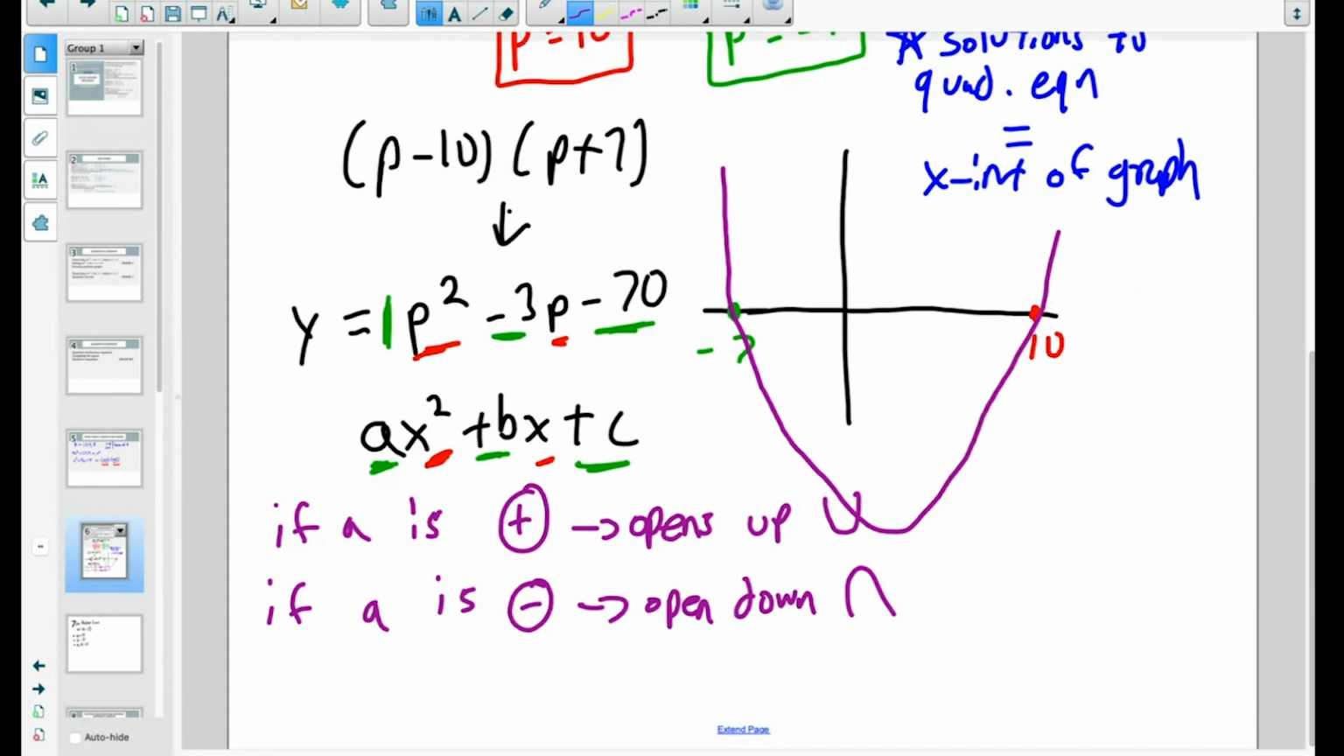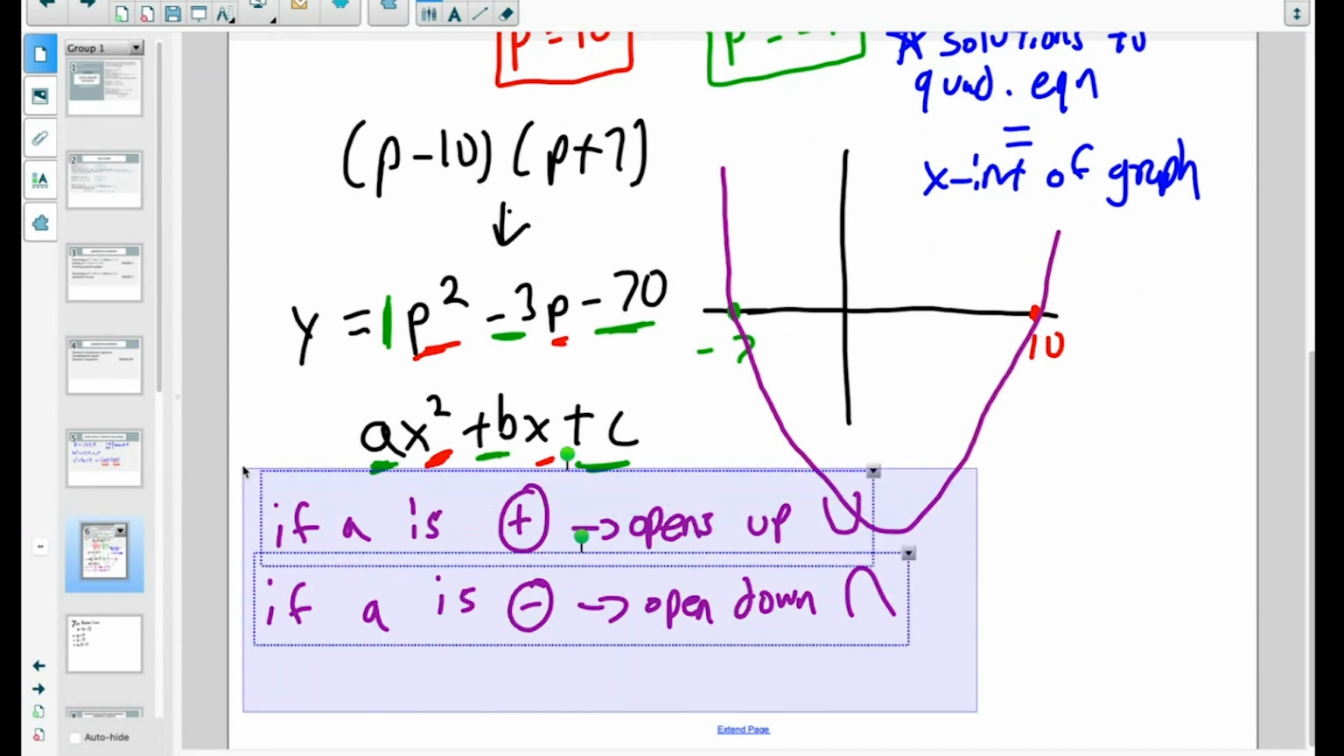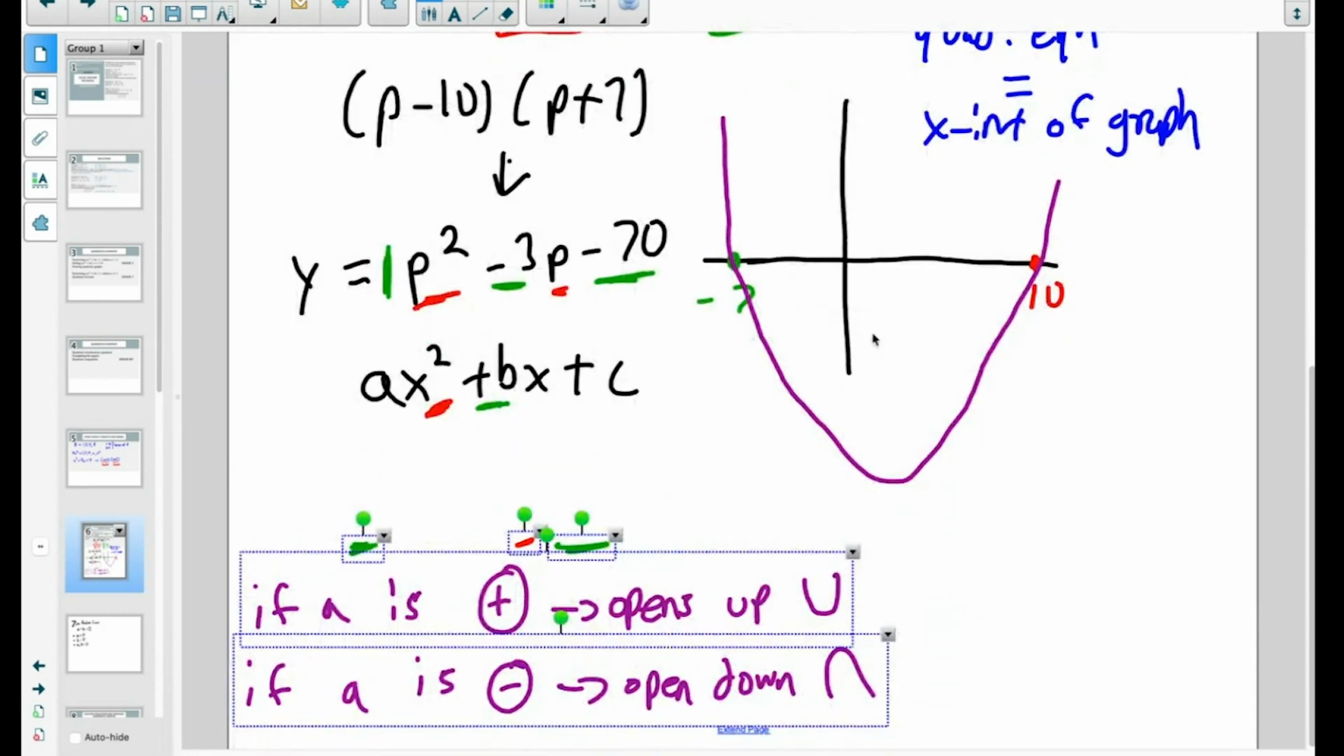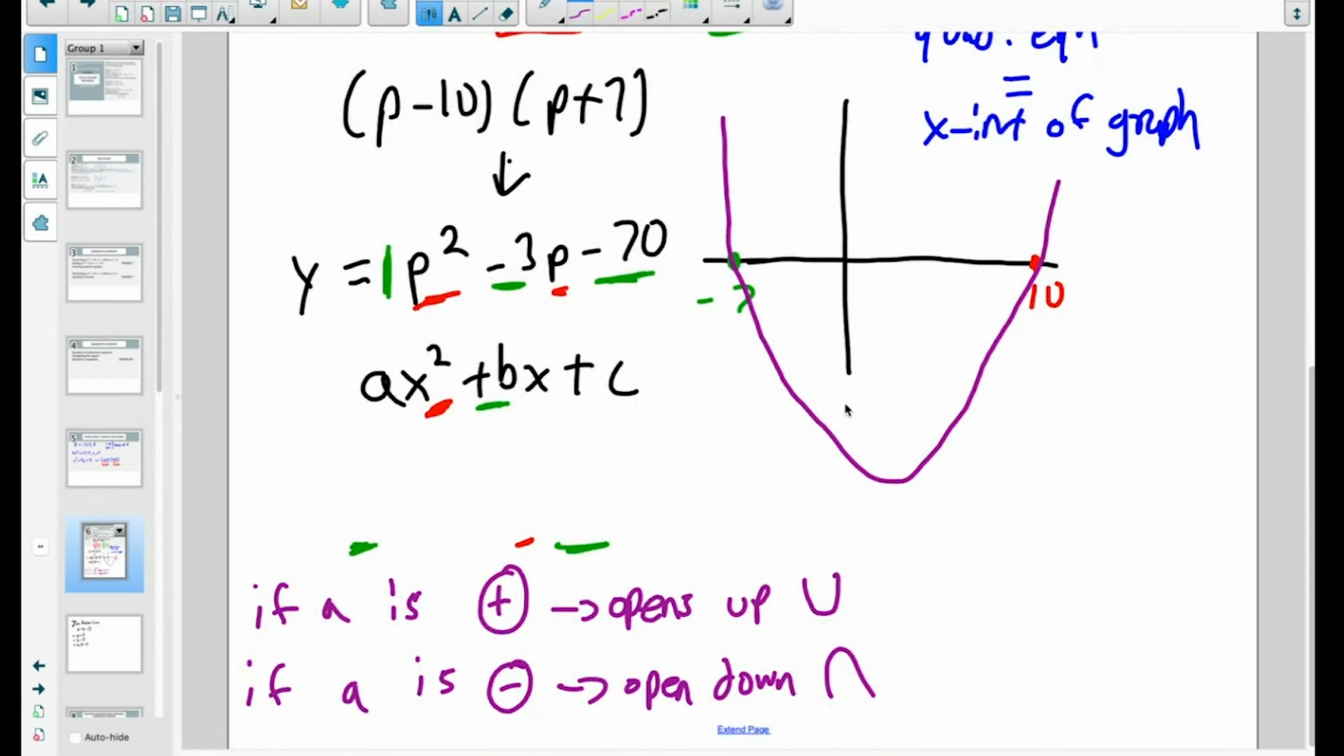Okay, let's move this all down, and we can actually figure out what that y-intercept is going to be. In this case, if I plug in a 0 for p, so 0 squared minus 0 times p, all of this will cancel out, and we can see that we're left with negative 70 as my y-intercept.